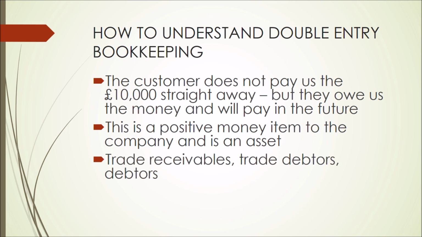Now, as I keep saying, accountancy is a very old subject, and you're going to see a lot of different words for the same thing. So the amounts that the customers owe us could be called trade receivables, trade debtors, customer accounts, or debtors. Anything like that, you just have to look at it and see what it is. But it's all the same thing: the customer owes us £10,000. That's positive money in the future, so it's going to be an asset.